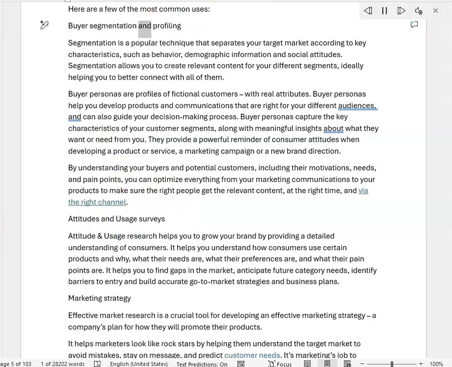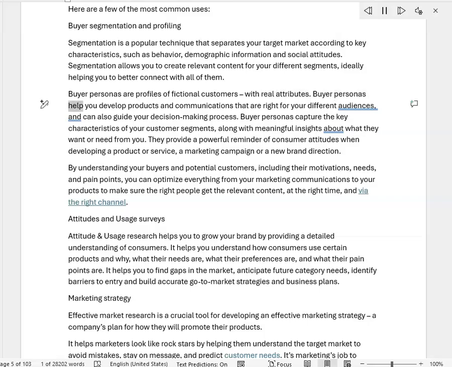Buyer segmentation and profiling. Segmentation is a popular technique that separates your target market according to key characteristics, such as behavior, demographic information, and social attitudes. Segmentation allows you to create relevant content for your different segments, ideally helping you to better connect with all of them. Buyer personas are profiles of fictional customers, with real attributes.